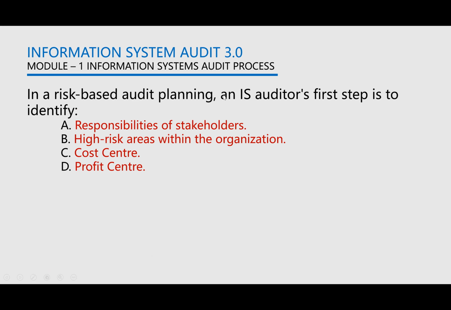In risk-based audit planning, an IS auditor's first step is to identify the responsibility of the stakeholders, high-risk areas within the organization, cost centers, and profit centers. High risk. High-risk areas.